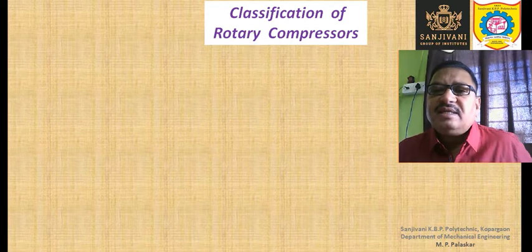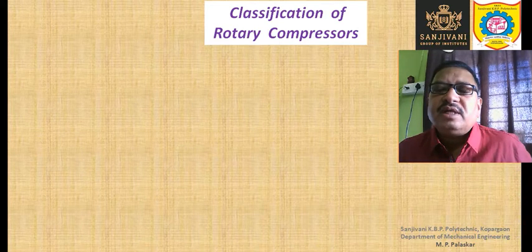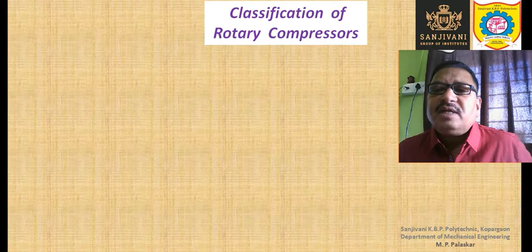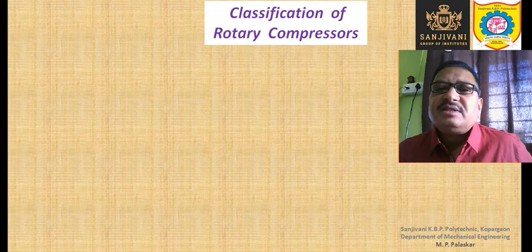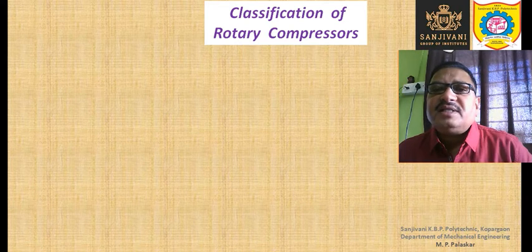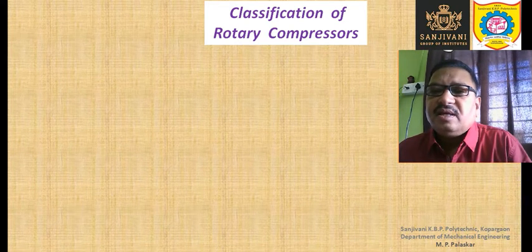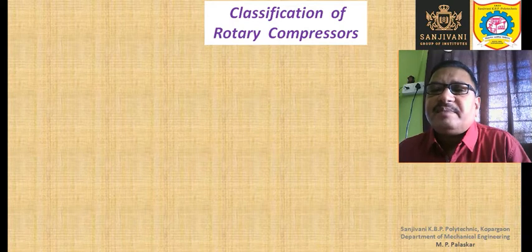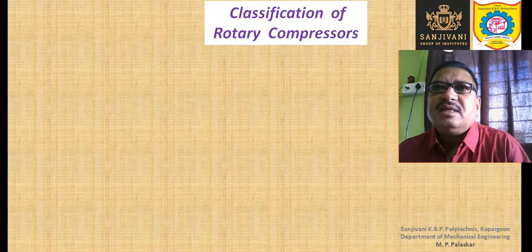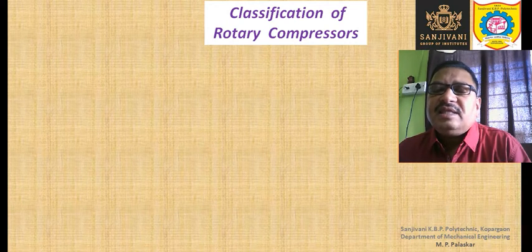So we have seen that the air compressors are classified as reciprocating compressors and rotary compressors. Depending upon the chief relative motion between the parts, we classify the compressors as reciprocating compressors and rotary compressors. Whenever the relative motion is reciprocating type, then the compressor is called the reciprocating compressor. That means the relative motion is linear motion. But when the relative motion is rotary, then the compressors are called the rotary compressors.